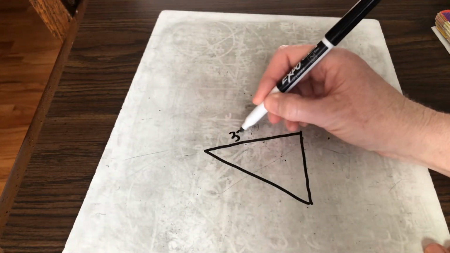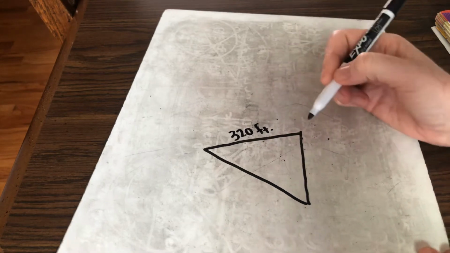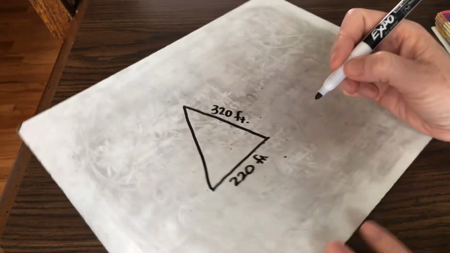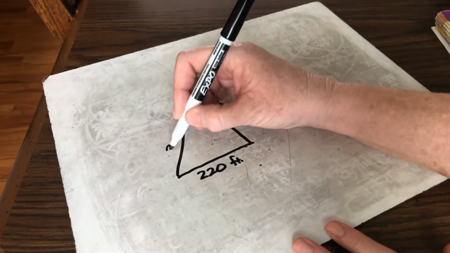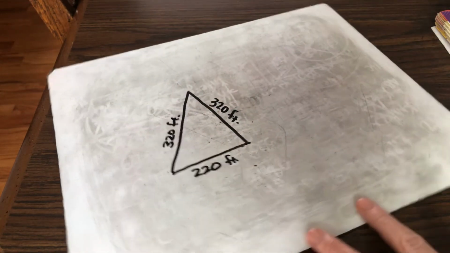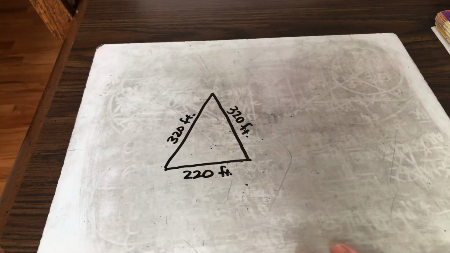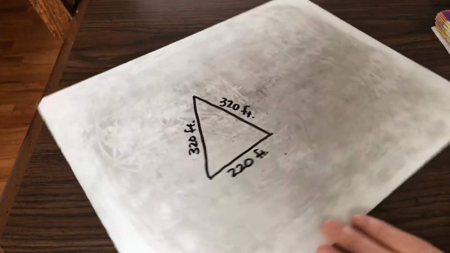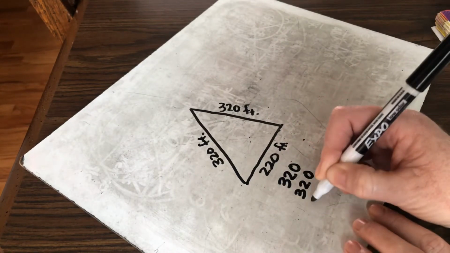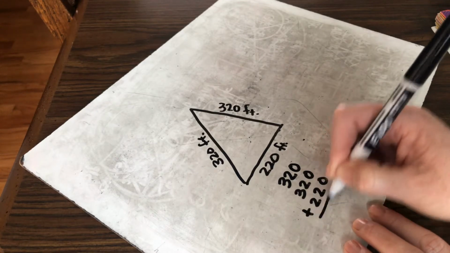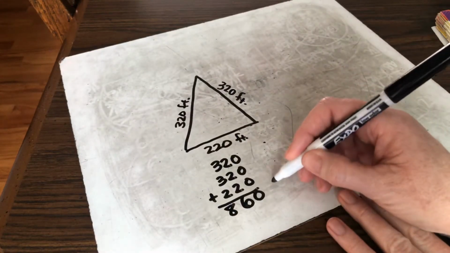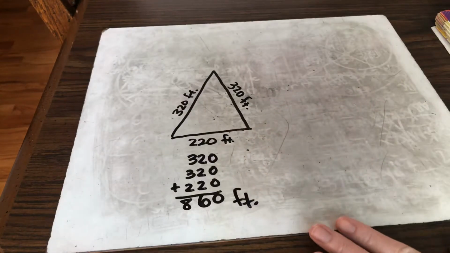This side is 320 feet. This side is 220 feet. And this side is 320 feet also. And they want to know the perimeter. Well, we talked about perimeter already, and we know on perimeter, all we have to do is add up the three sides to get the perimeter. So in this particular example, I'm just going to have to add 320, 320, 220, 2, 4, 6, 3, 6, 8. So I know the perimeter is going to be 860 feet. Not too bad on that one.